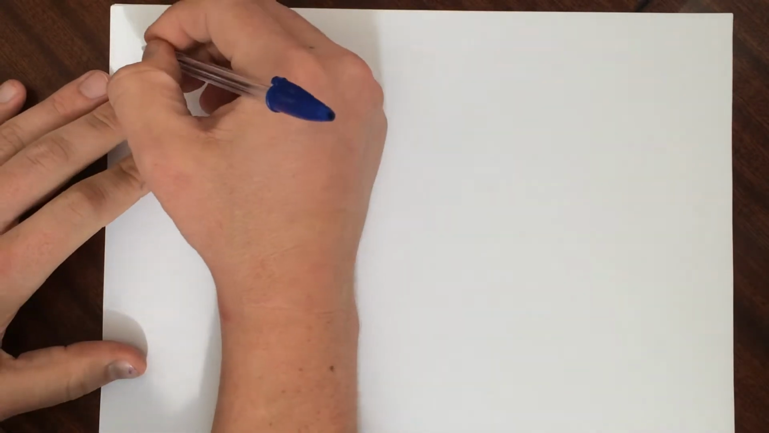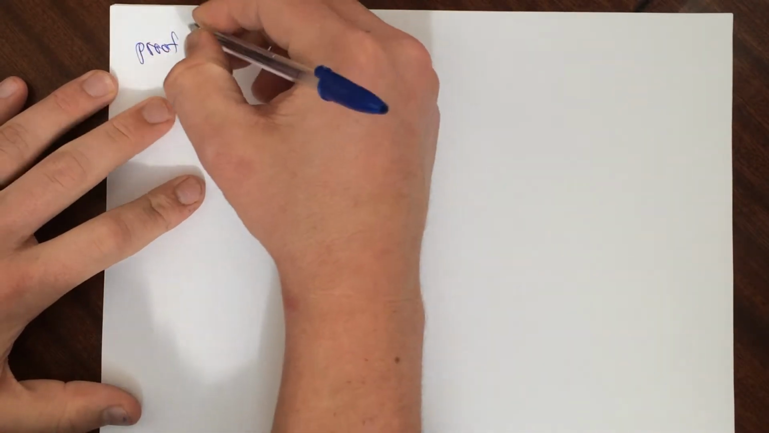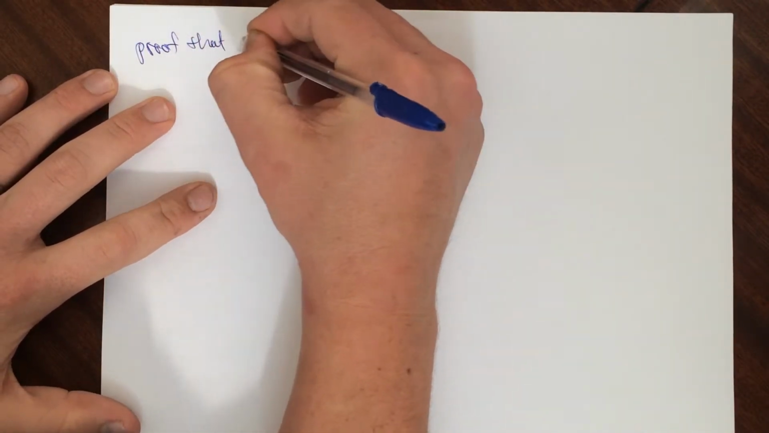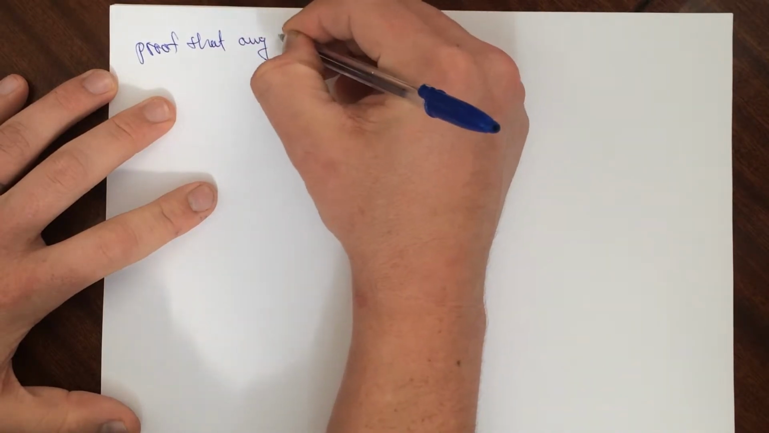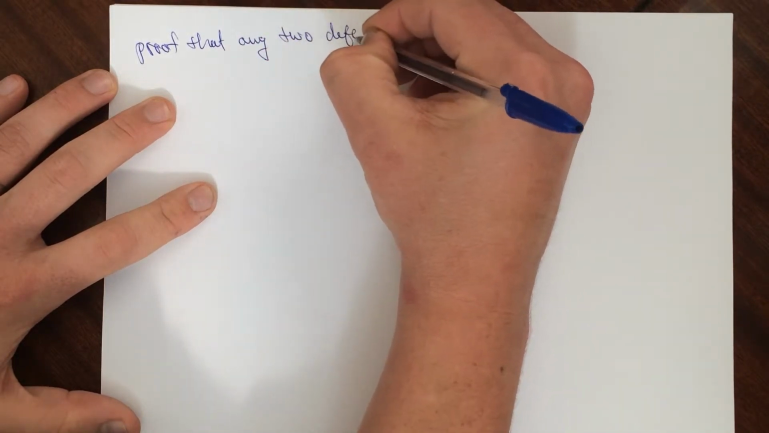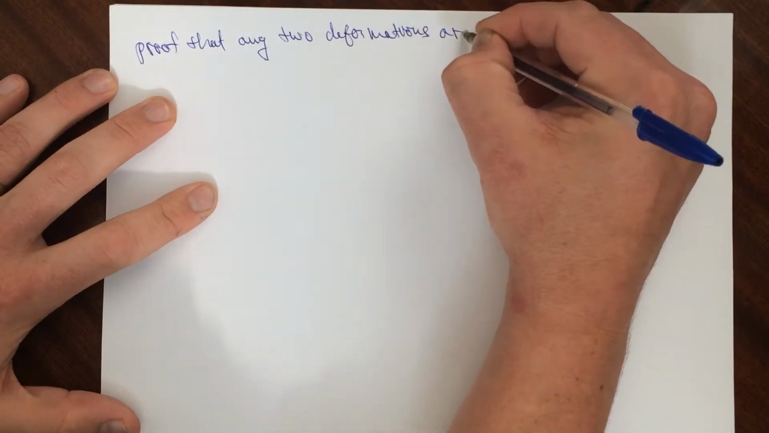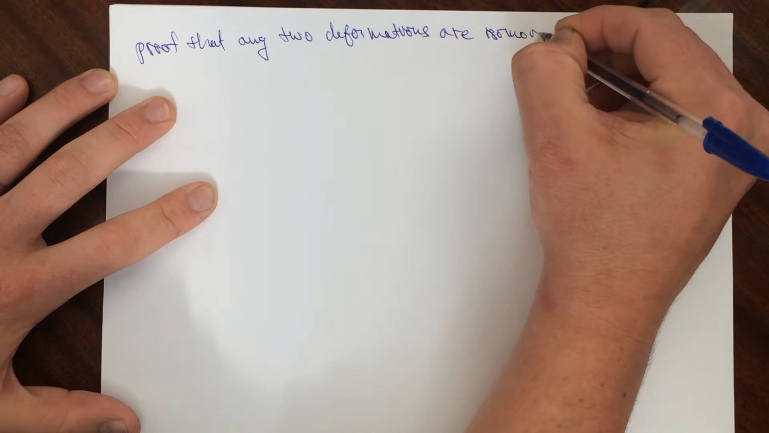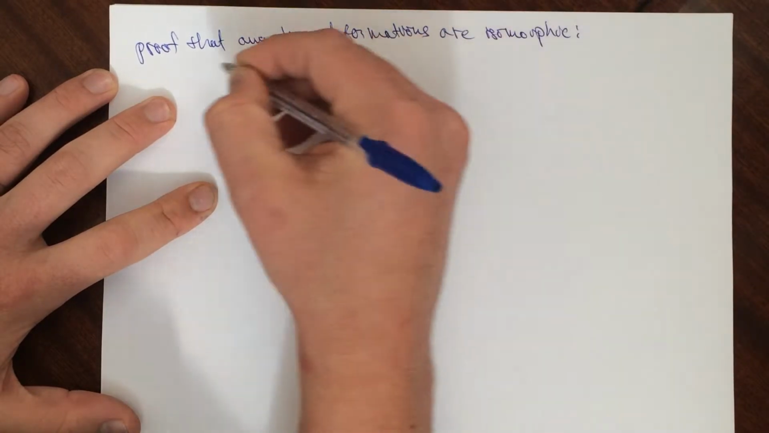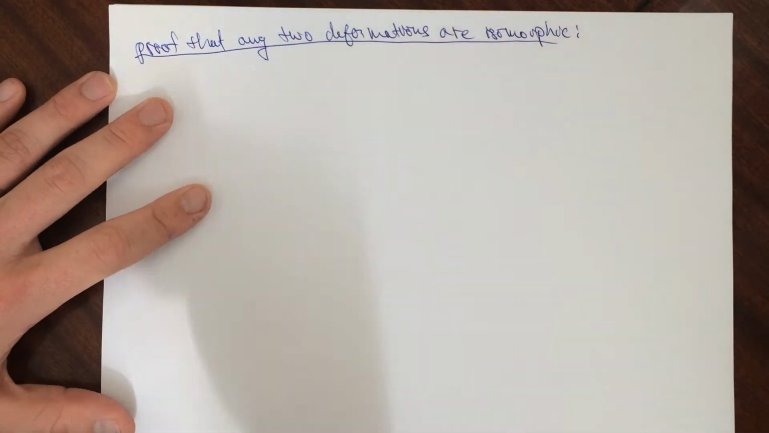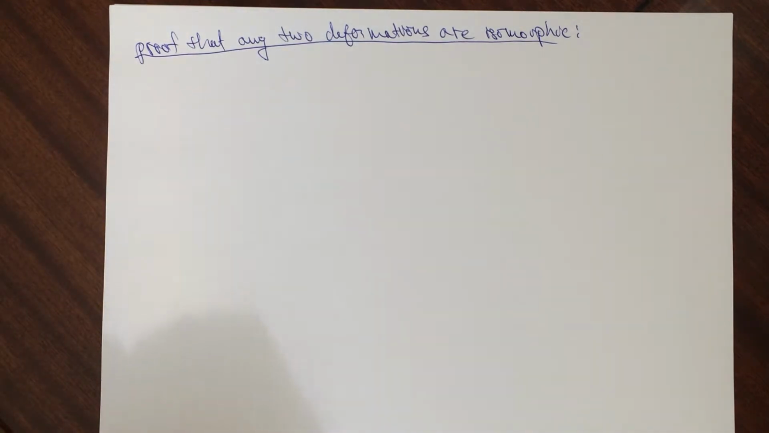Okay, so let's prove the first part. The first part: proof that any two deformations are isomorphic as deformations. So this is in the case of rings.